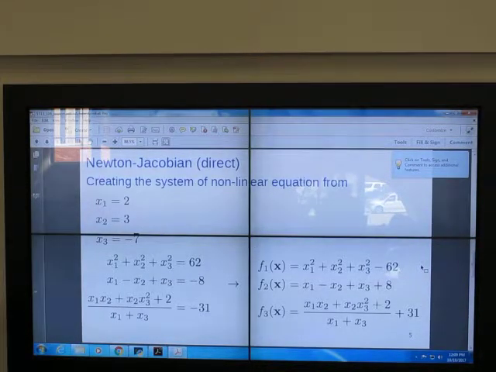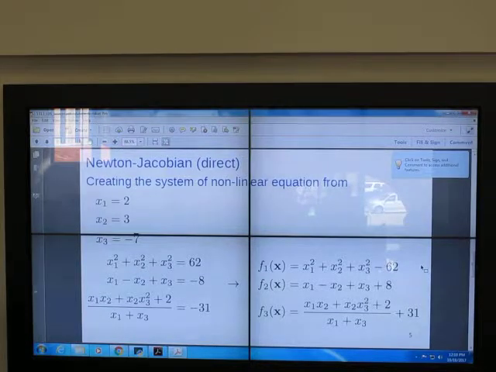In what circumstances should we use Newton-Jacobian? Of course, when we have a system of nonlinear equations, or if you have a black box. You have some black box model that you don't know what it is, but you know that it requires three unknowns or maybe four unknowns, and they give you the result. Okay, you can use Newton-Jacobian to solve this.